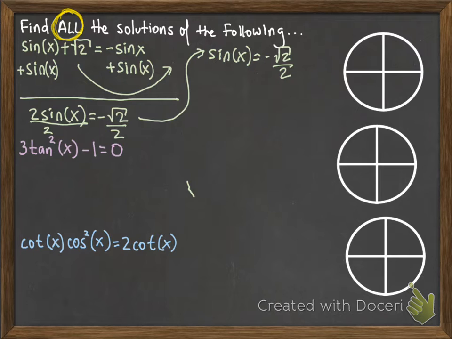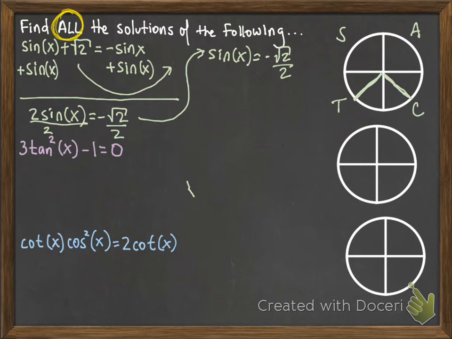Okay. Now, here's the deal: we're looking for the angle x. When we take the sine of it, it's going to give us a negative square root of 2 over 2. So we know that it can't exist here because sine is positive. We know it can't exist here because sine is positive. It has to exist here or here. So, therefore, we have to think about what angle is going to give us a sine, when we take the sine of it, of square root of 2 over 2. And it's going to be over here, because that'll be negative, and it'll be over here.